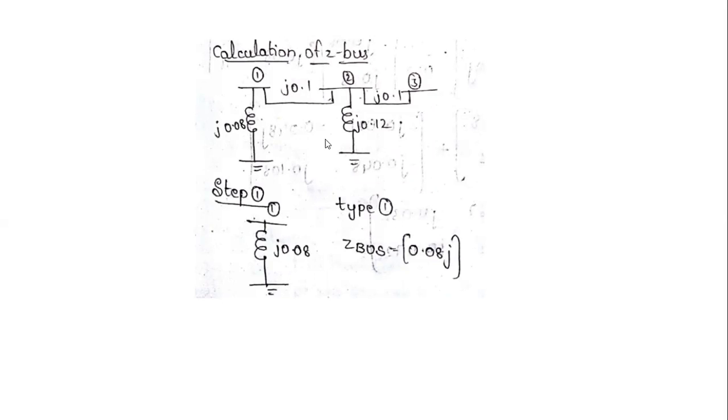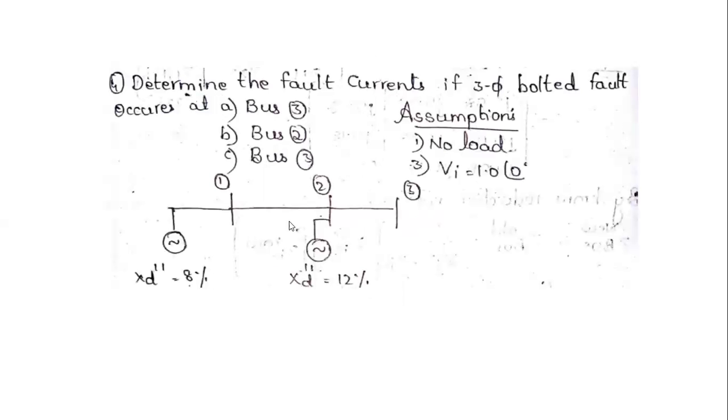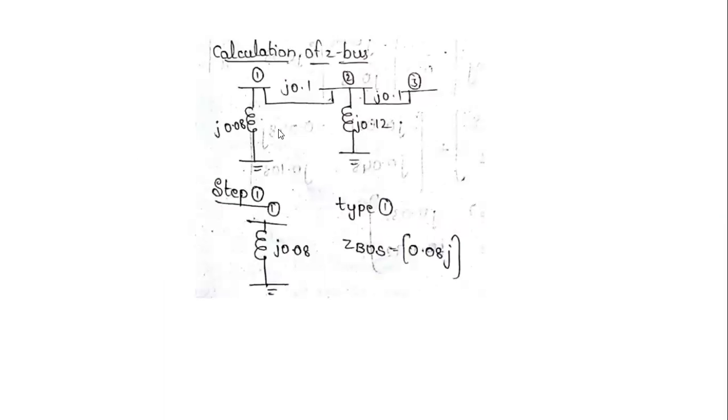By using this reactance diagram, first of all, we form the Z-bus matrix. In the previous problem, we were already given the Z-bus matrix, and using it we identified the fault currents at each bus. But in this problem, there is no Z-bus matrix, so using the single line diagram we form it. After forming the Z-bus matrix, we will calculate the fault currents, using the Z-bus building algorithm.